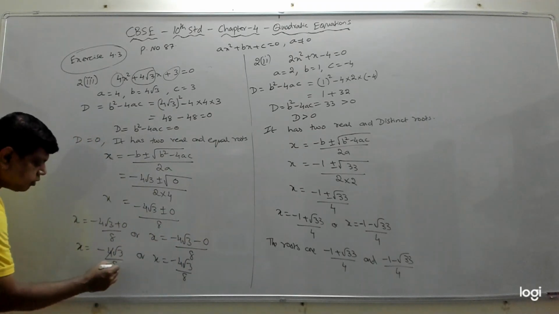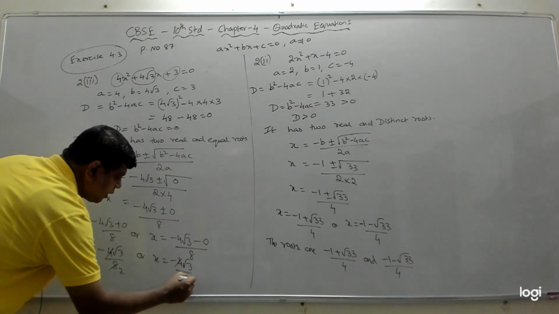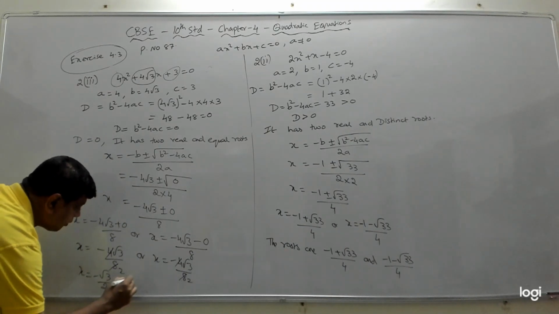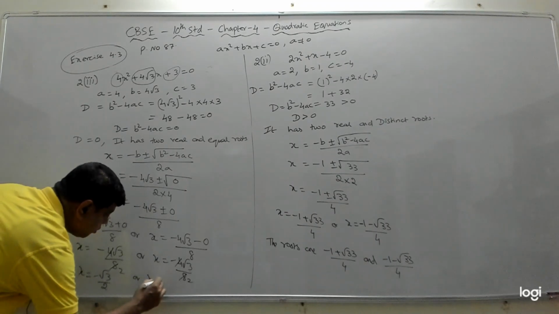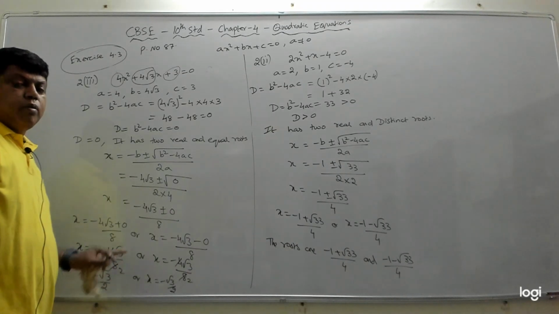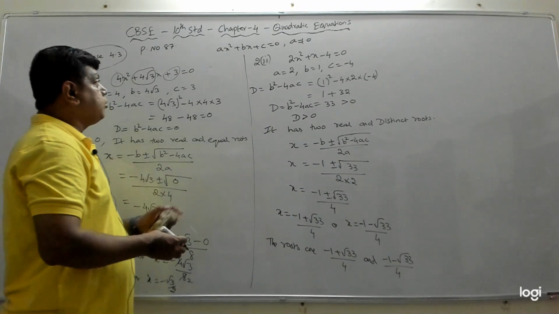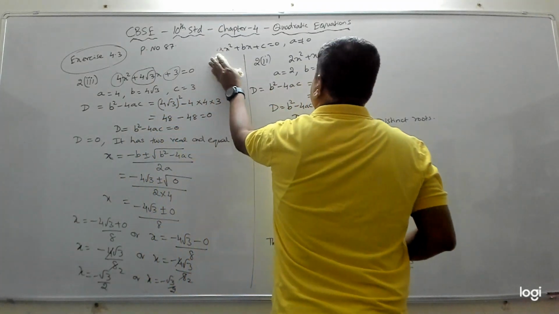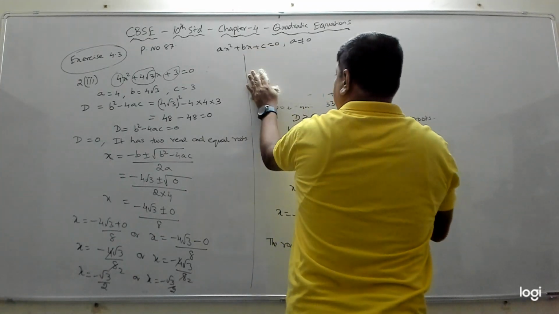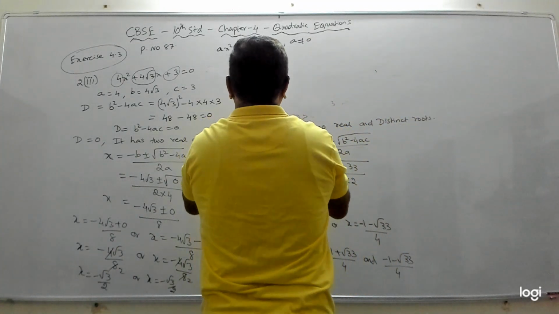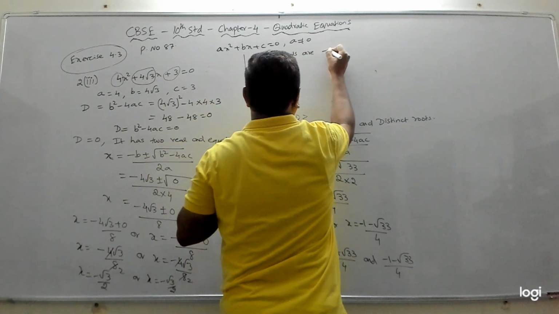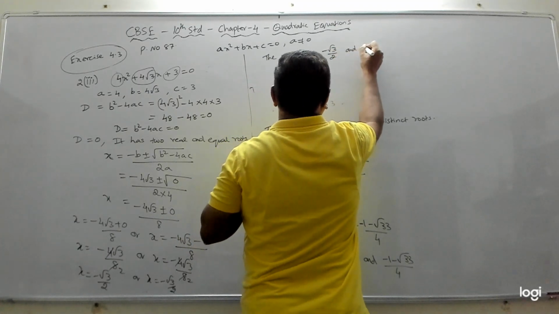Now 4 and 8 will get cancelled, 2. Here also 4 and 8 get cancelled, 2. So you will get x is equal to minus root 3 by 2, or x is equal to minus root 3 by 2. So therefore the roots are minus root 3 by 2, minus root 3 by 2. So we'll say the roots are minus root 3 by 2 and minus root 3 by 2.